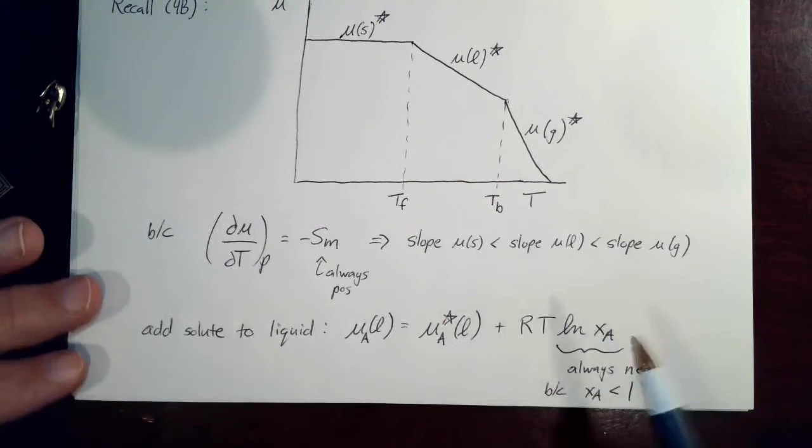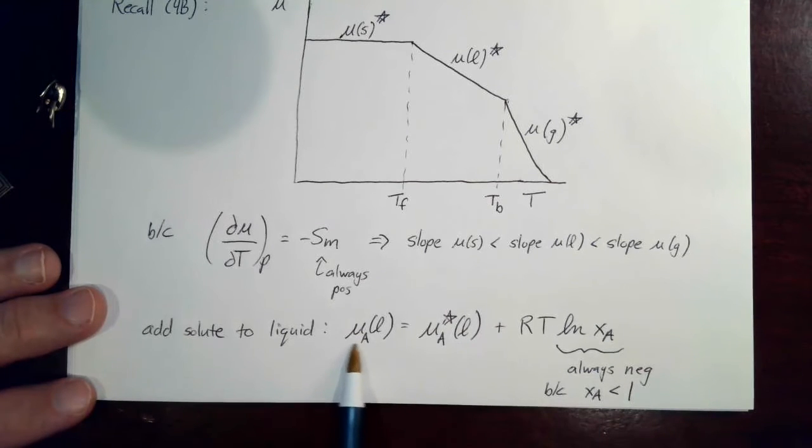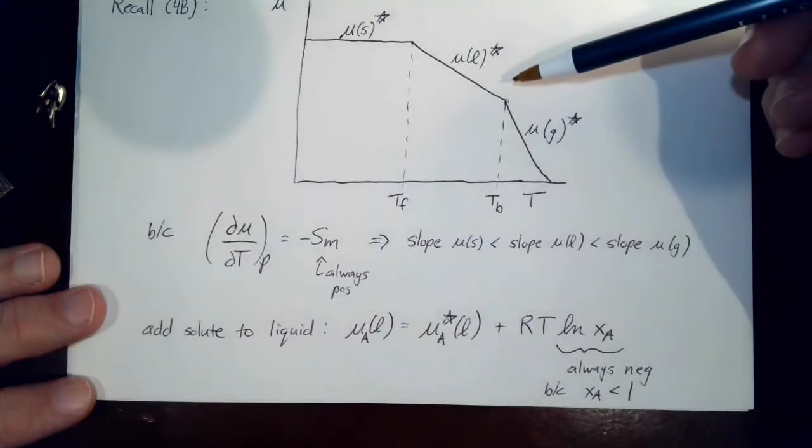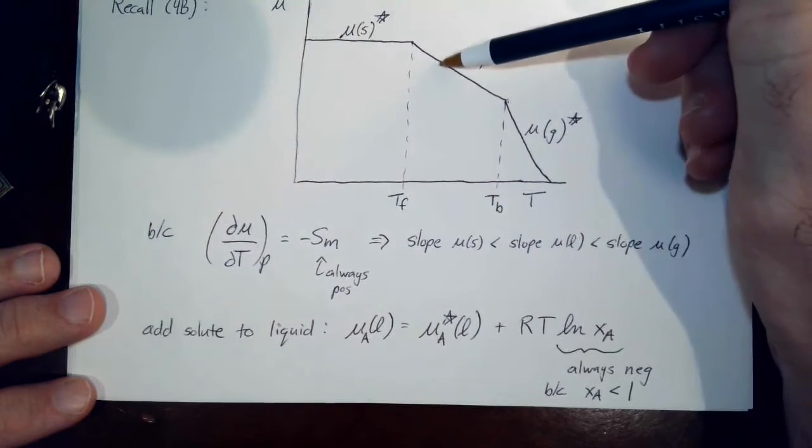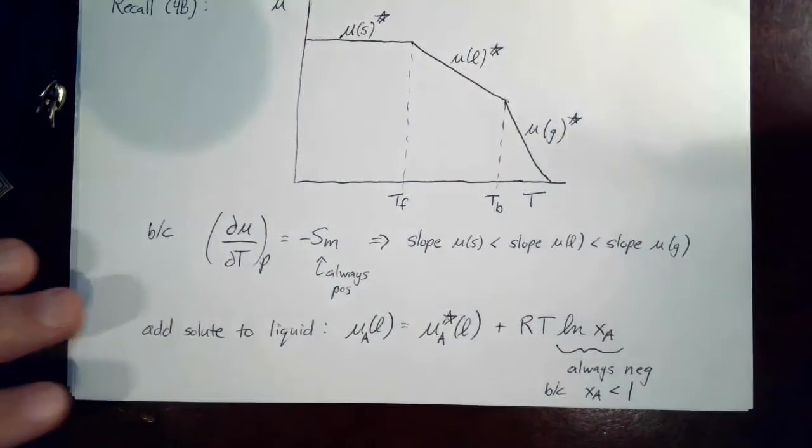Now what happens to the chemical potential of the liquid when I add the solute is that it decreases, because we're adding this negative number to the pure value. So I'm going to redraw this graph, but I'm going to redraw it with the chemical potential of the liquid shifted in the negative direction.